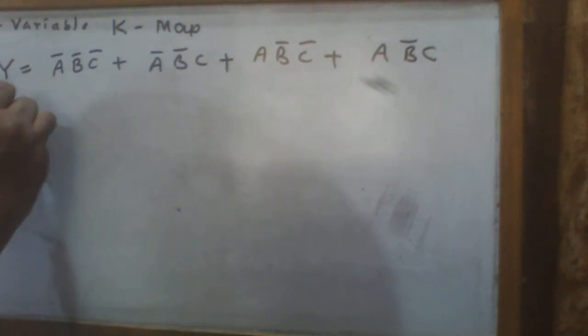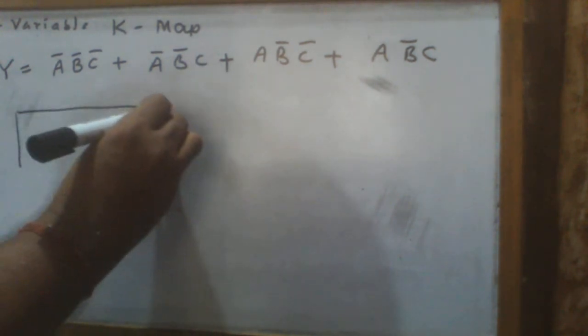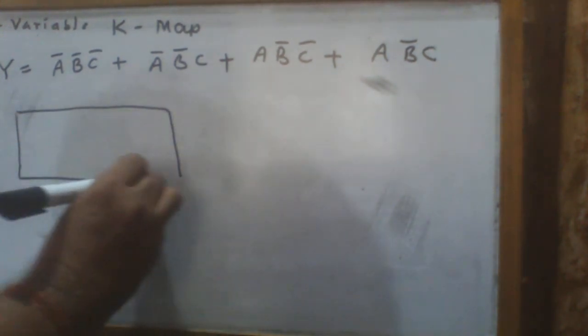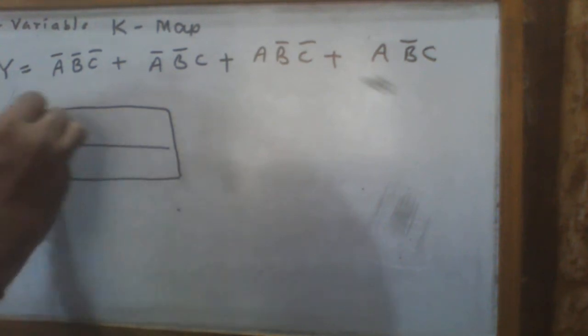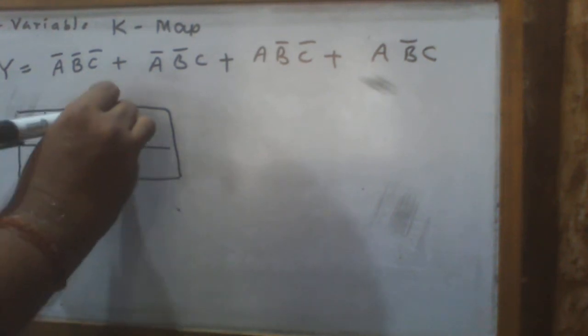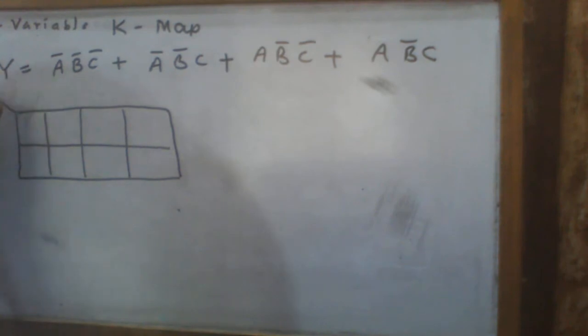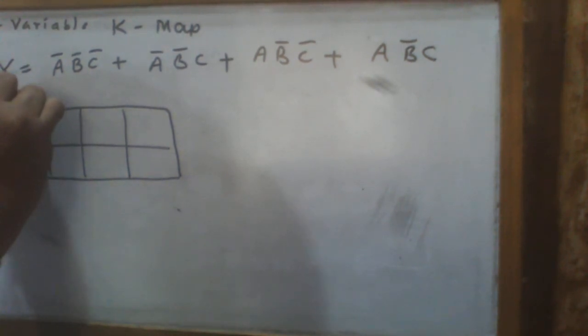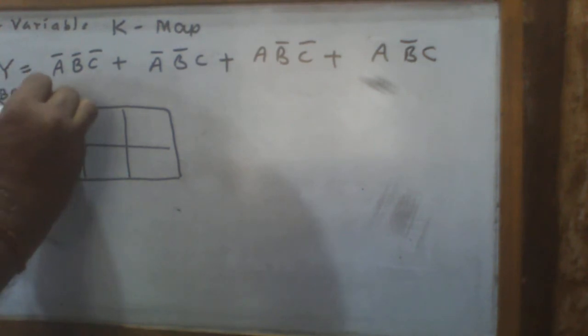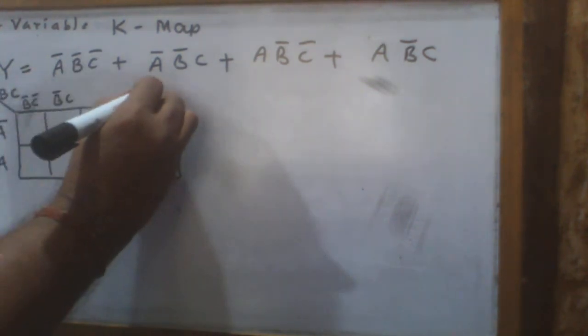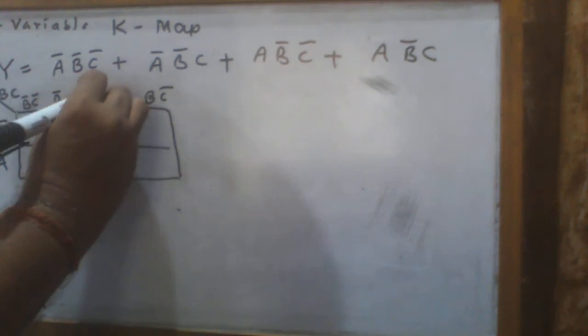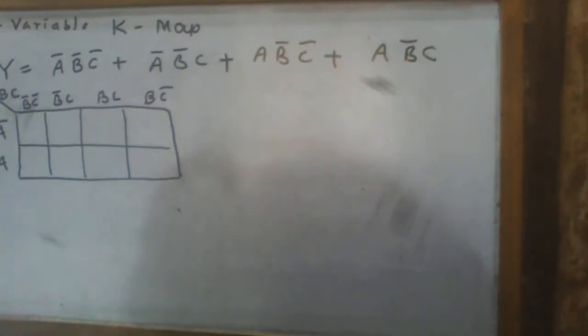Now we'll make the K map for the equation. It is a three variable K map, therefore the total number of cells will be 8. I will write A here, and B, C here. A has two possibilities, either A bar or A. B, C has four possibilities: B bar C bar, B bar C, B C bar and B C. These are the four possibilities for variables BC.